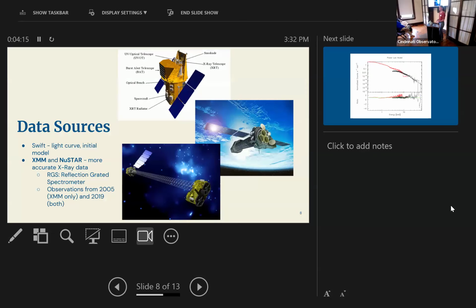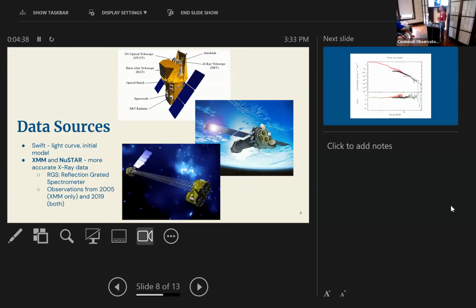So in order to investigate this, we're going to use a couple of different data sources. People have talked about Swift quite a bit, but that actually wasn't our main source for this one. We just used it initially to check if there was variability. And we also used it to get our initial light curve on it, but that didn't show us too much because Swift is great for long-term variability projects.